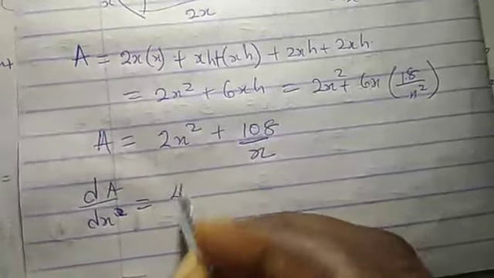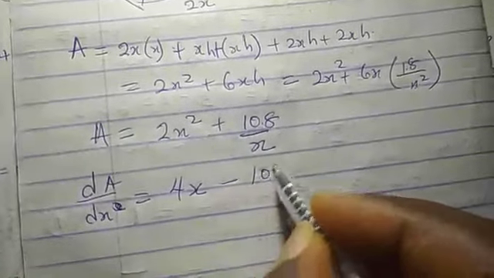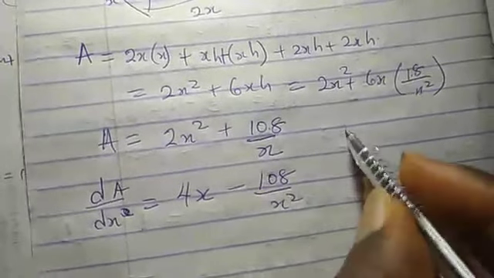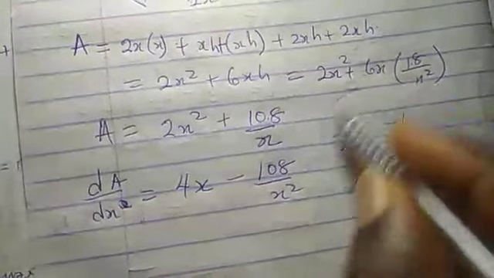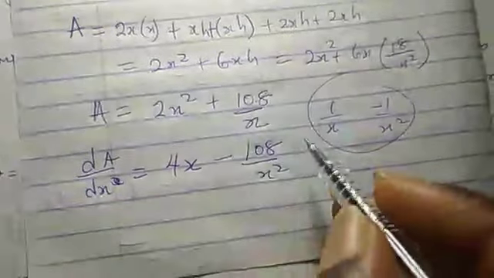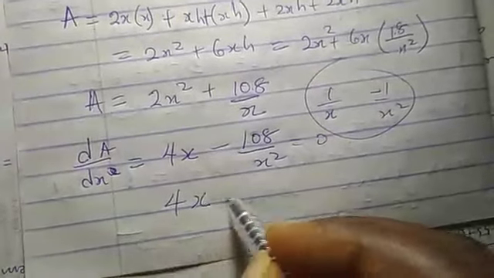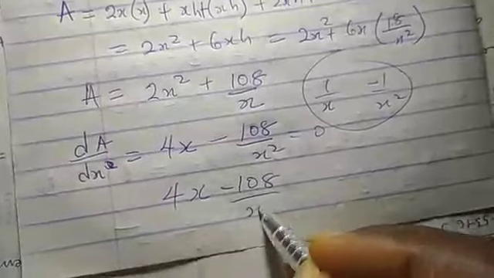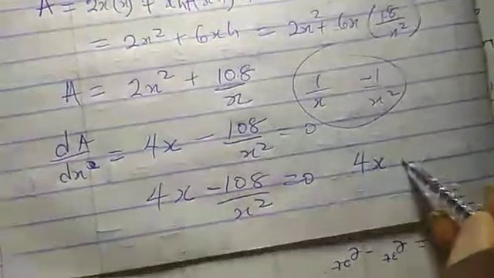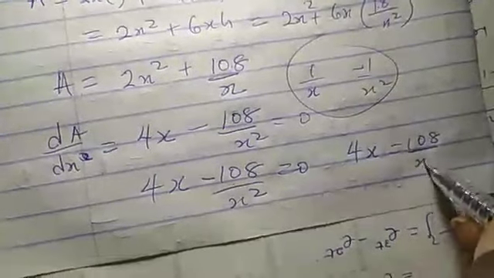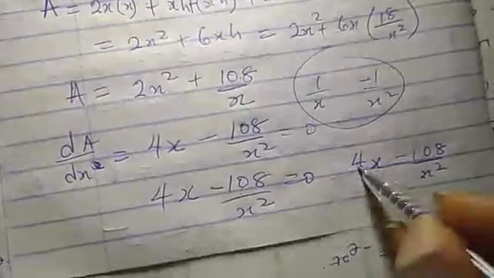If I differentiate, it will give me 4s minus, if I differentiate this, 108 over s squared, because we know that if I differentiate 1 over s, I will have minus 1 over s squared. So what's the next thing? We normally equate it to 0. We say that 4s minus 108 over s squared is equal to 0, which means 4s is equal to 108 over s squared. Let's cross multiply.